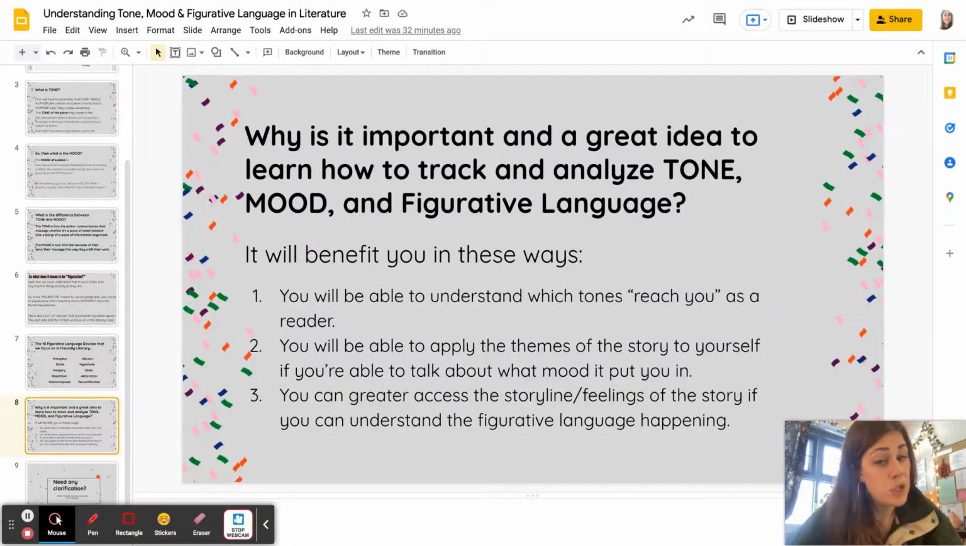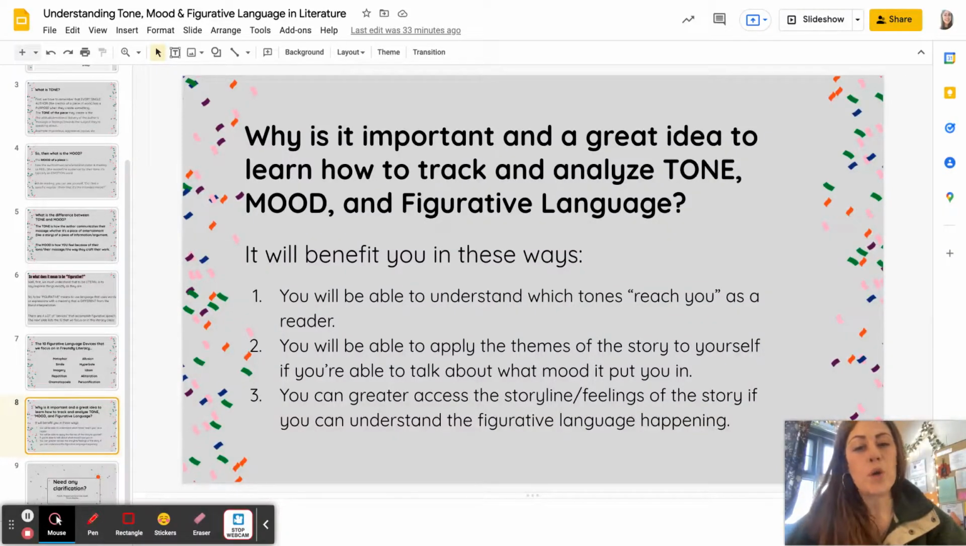And you could also maybe be able to apply the themes, the messages of what the story is trying to say to yourself. If you're able to talk about what mood it puts you in, maybe you're able to communicate why you love this specific book, or this song, or this TV show, because you can talk about how it affects you, how it affects your mood. That's oftentimes one of the reasons that you love something or you don't like something, because of the mood. So being able to communicate that.